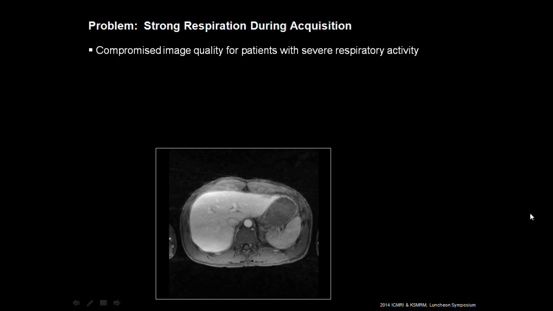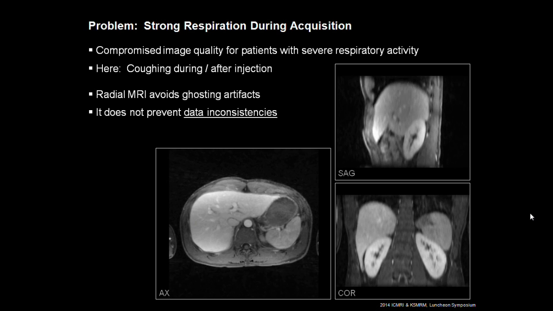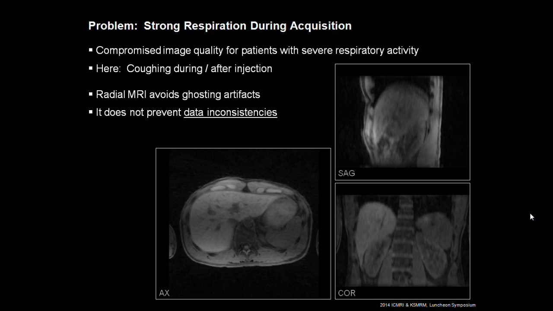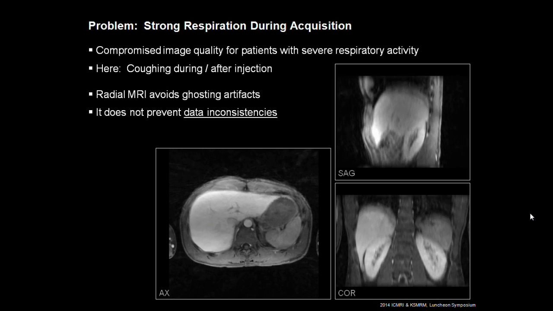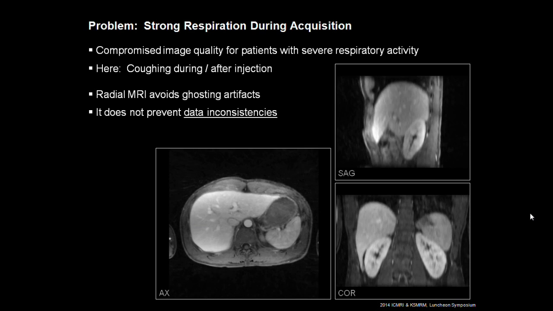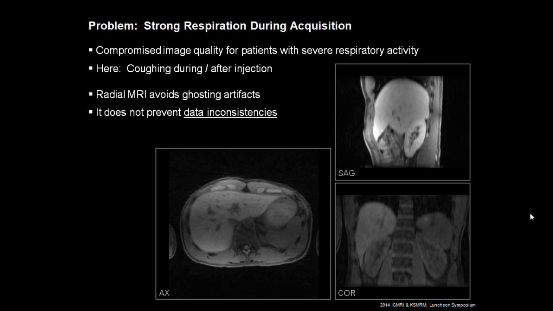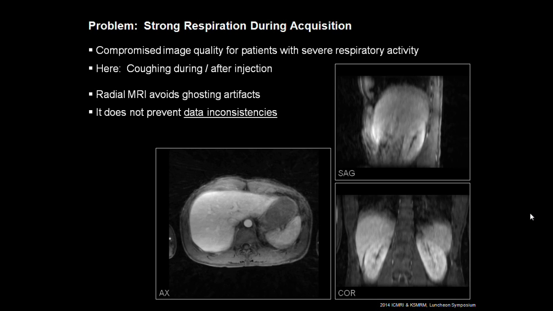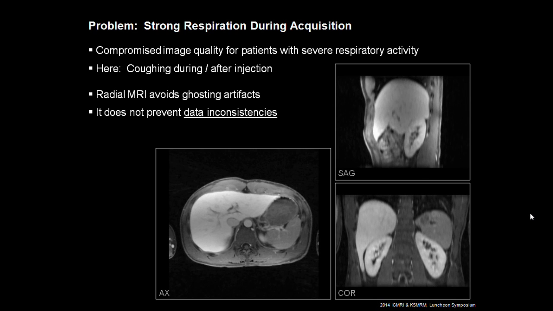So what happened here? And you can clearly see this if we look at multiplanar reconstructions, which we can create from these images. And in these multiplanar reconstructions, you can see that in the moment when the contrast was injected, the patient started to cough. And so the liver was moving up and down by around 10 centimeters. And this is, of course, a problem. Because the radial technique, the radial sampling, does not show these typical motion artifacts. But of course, radial sampling by itself cannot prevent data inconsistencies caused by different motion states.